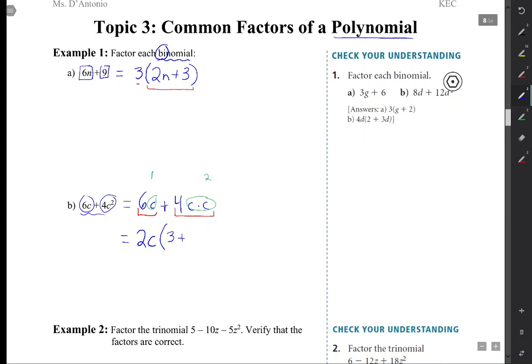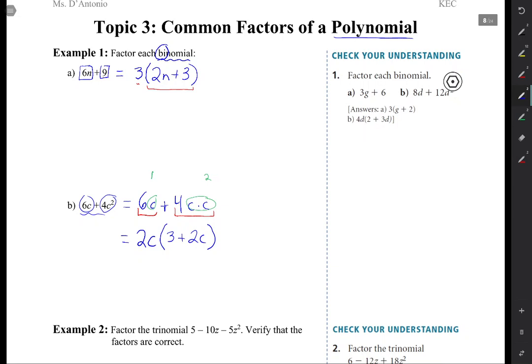So let's start off with the coefficients, the numbers. 2 times what would give us 4? Well, 2 times 2 would give us 4. Now c times what would give us c squared? Well, c times c would give us c squared. So there we have it. We factored out 2c from that binomial over there.